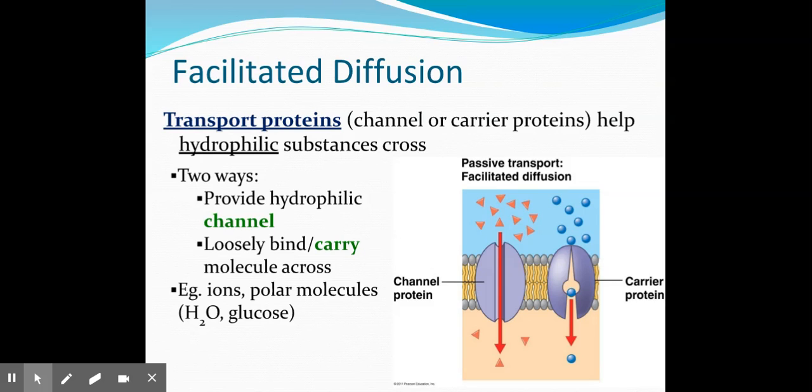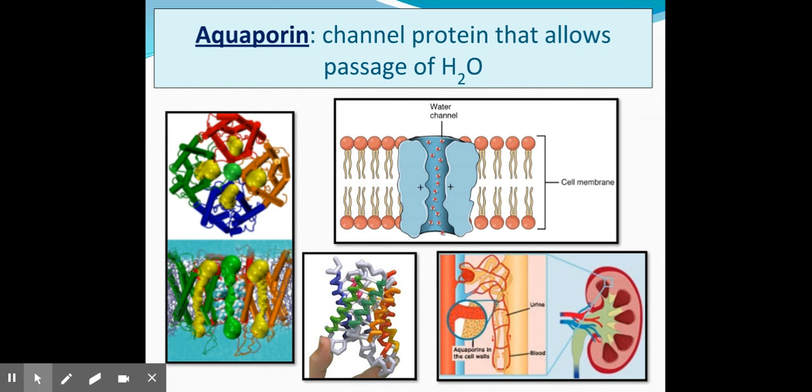A few things that are some good examples would be things like ions, and other large polar molecules, such as glucose, like the one on the right-hand side. We can see those blue spheres. That would be a good representation of a carrier protein for glucose molecules.